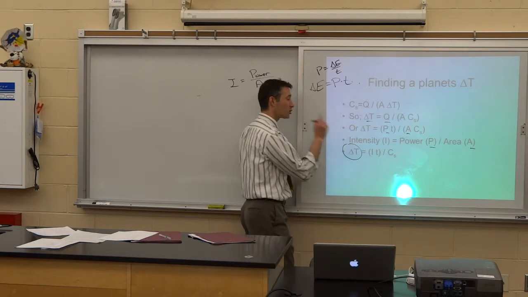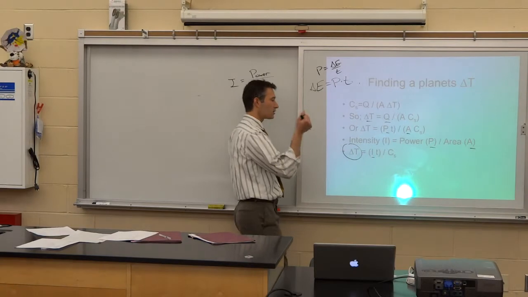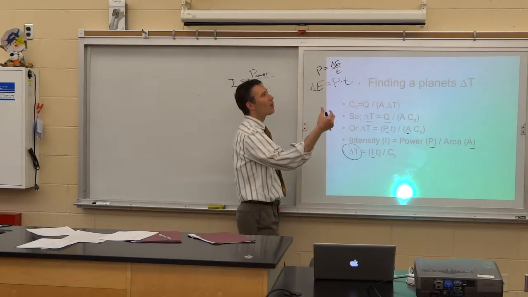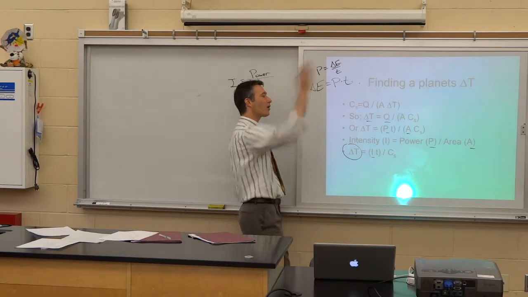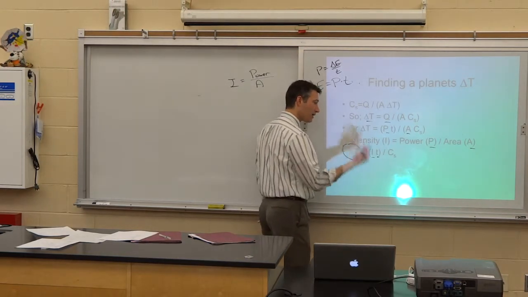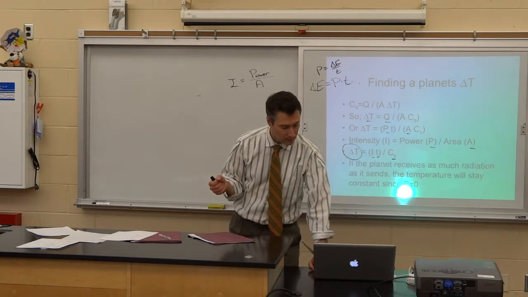So our change in temperature is solely based on three things. The intensity of the sun's power, minus the intensity of the Earth's outgoing power. The amount of time that we're letting the model run for, and then the surface heat capacity of the Earth.